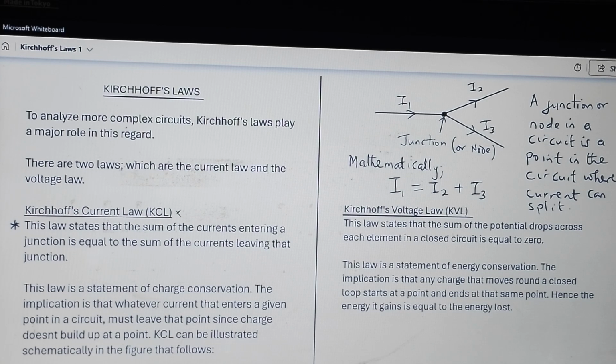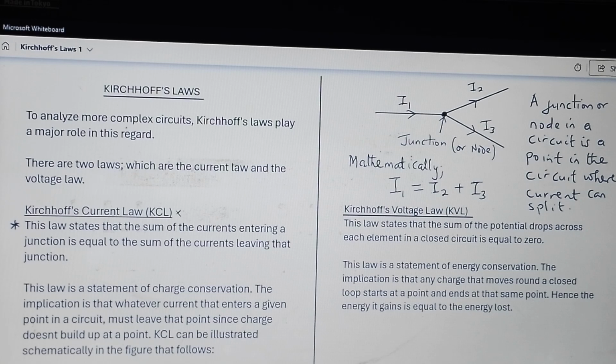This current law is actually a statement of charge conservation. Like I said earlier, the implication of this is that whatever amount of current enters a particular junction in a circuit, or a point in a circuit, must be equal to the amount of current that leaves that same point. Why? Because charge cannot build up at a point, and we know that current is the flow or the movement of charges. We can illustrate Kirchhoff's current law as schematically represented in the figure.